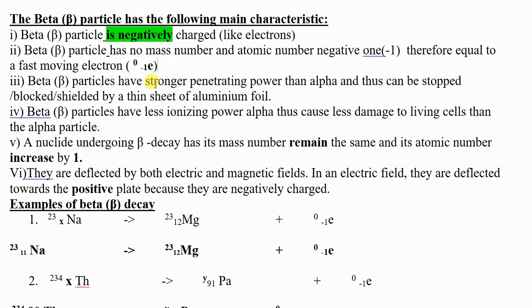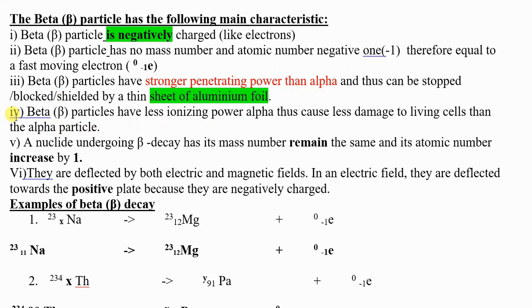Beta particle has a strong penetrating power. Important to note, they have stronger penetrating power than alpha particle. You cannot compare with alpha because they are more powerful in terms of penetration. Thus, they can be stopped or blocked by a thin sheet of aluminum foil. So, beta particle can only be blocked or stopped by aluminum foil. It means it will go through a piece of paper.